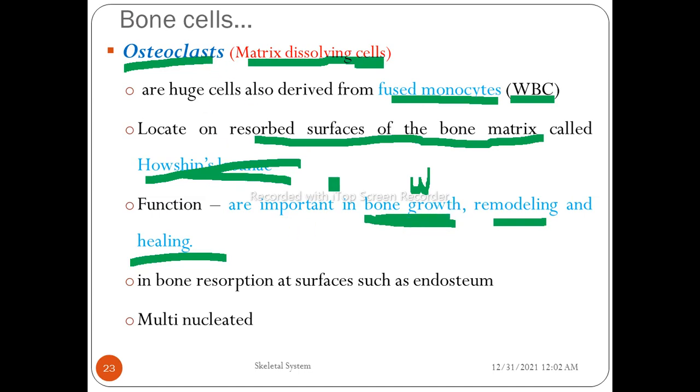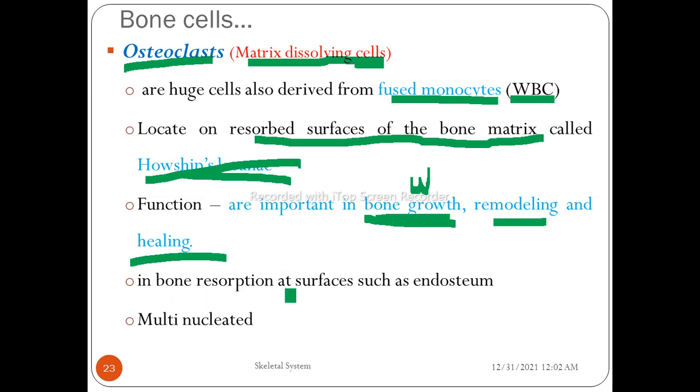Additionally, osteoclasts are important for remodeling and healing. When a bone breaks, it forms debris, swells, and becomes misshapen. Osteoclasts remodel and reshape our bones so they become smooth and well shaped.